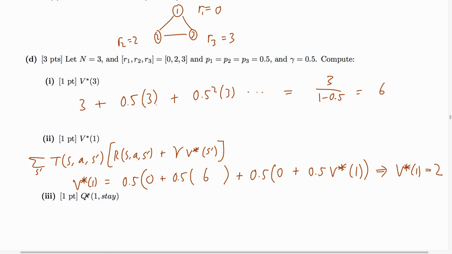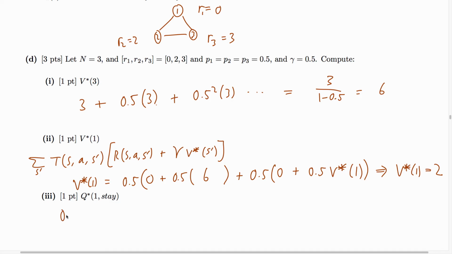Finally, now they want the q value of being in 1 and staying. So remember that a q value is the same as the optimal v value, except that the q value is giving you an action to do. So now you're in city 1 and you choose to stay, even though that's not optimal. But what if you choose to stay and then act optimally afterwards? So the only difference between the q value and the v value is that you're given the action. So again, the equation remains the same.